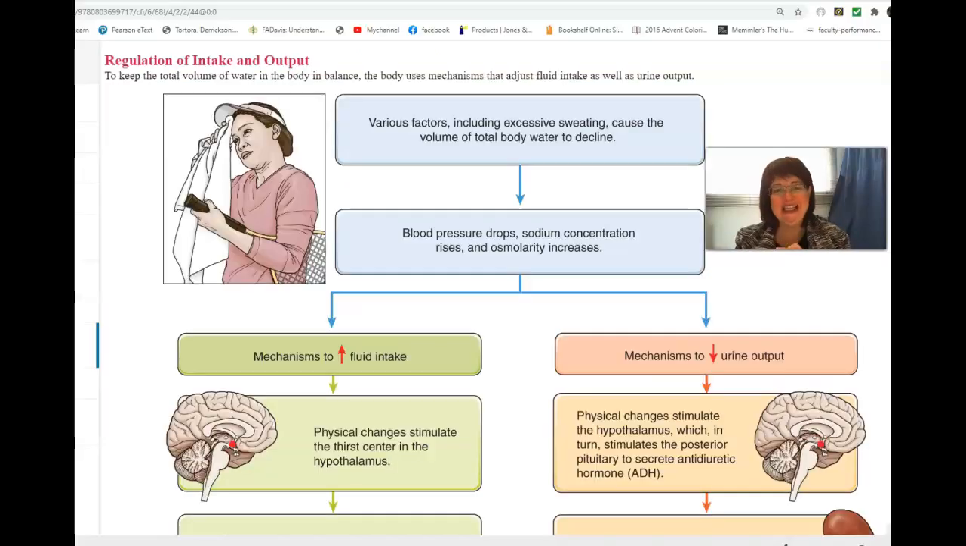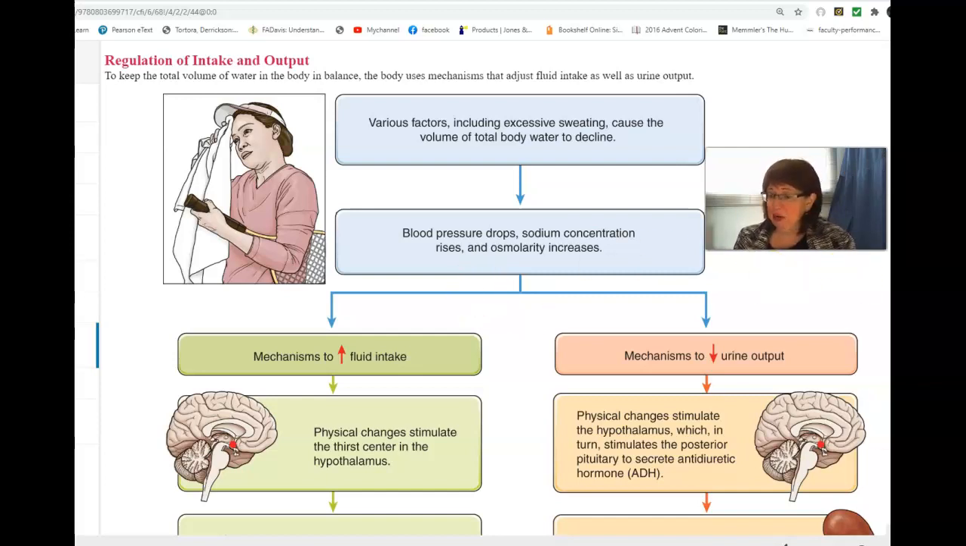Okay, let's look at the detail. It's in the textbook, page 408. You have various factors, such as excess sweating, that will cause a decline in water. Quite often that will cause your blood pressure to drop because you have less fluid, or you will have an increase in sodium. Now realize your sodium may not necessarily increase by pumping in sodium, but by decreasing the water, it's increasing the sodium because you're taking away more water. So this causes your osmolarity to increase.